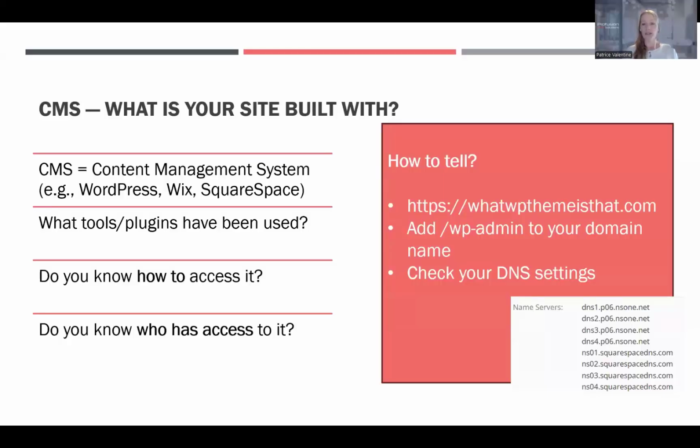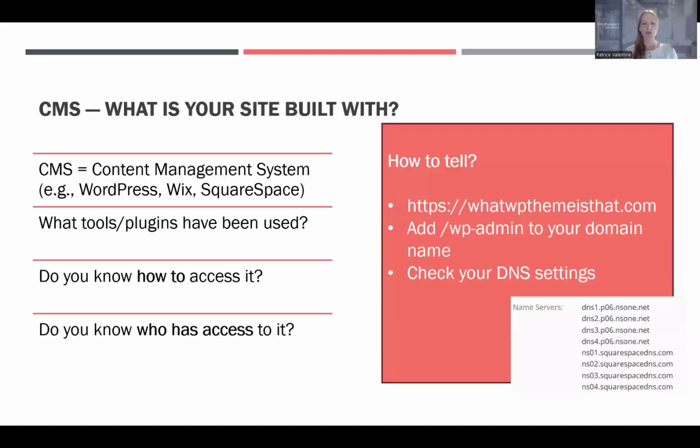Now, if you really don't know what your website is or what it was built with, there are a couple of different things you can do. The first one is a web address on my screen right now, and it is just whatwpthemeisthat.com. If your website is a WordPress website, and you copy and paste your web address into the box on that screen, it's going to tell you for the most part if your site is a WordPress website. If your website is built in WordPress and uses some tools that hide some of the WordPress characteristics, it may not be able to detect it, but for the most part, it's going to be able to tell you.